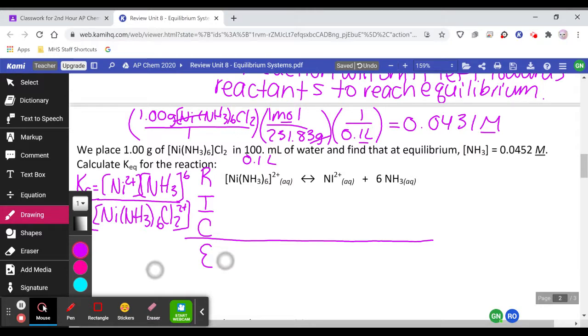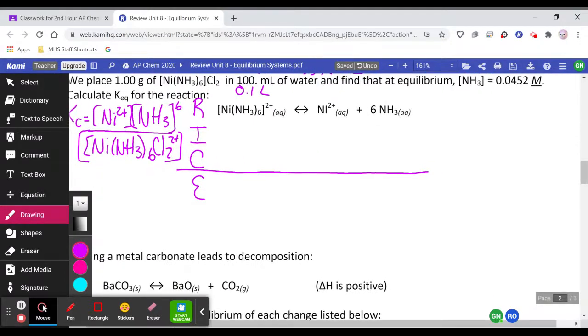Okay, and so that's my initial. Scroll up a little bit. I'm going to go ahead and write that amount here under initial. I'm starting out with 0 of my product. Now be careful. I noticed on one of the worksheets that we did, they gave us an initial value for one of these. And so if they give us that, we have to use that. Otherwise, we just leave them as zeros.